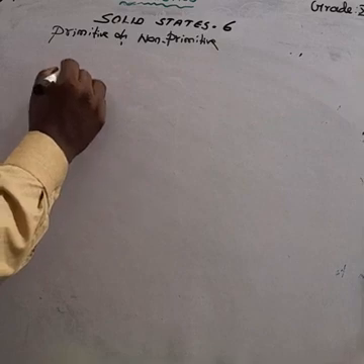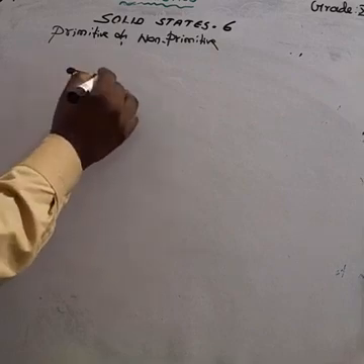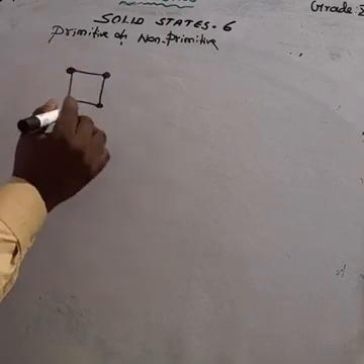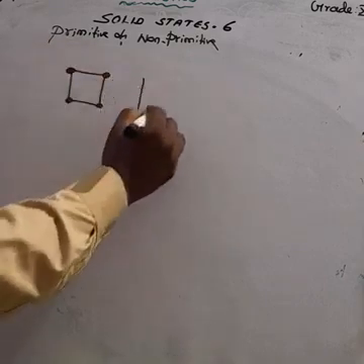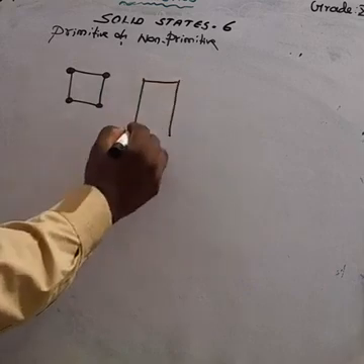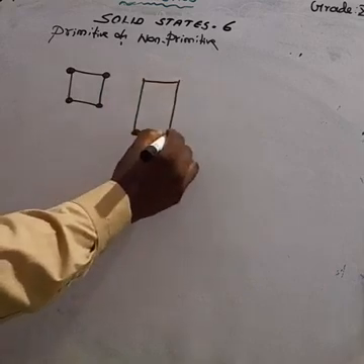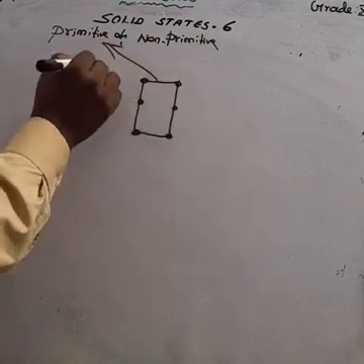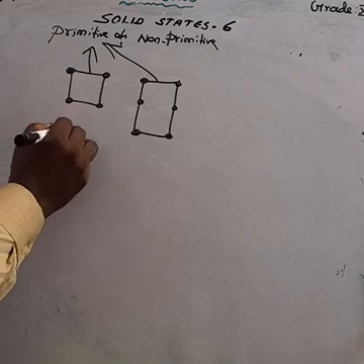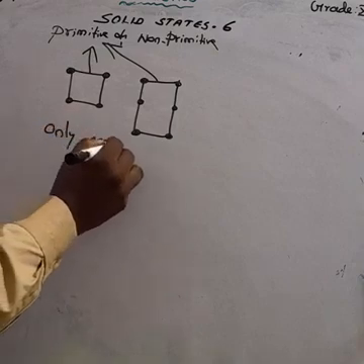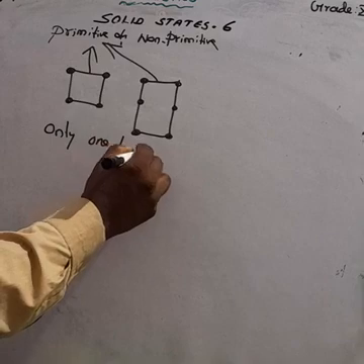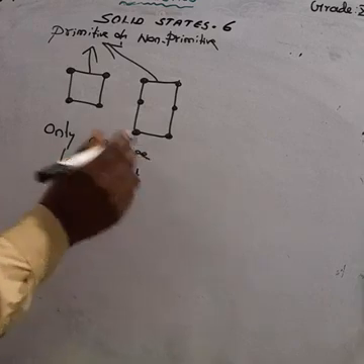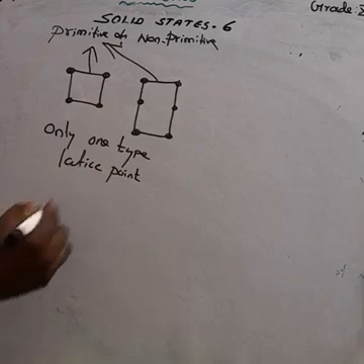Okay, for example, I am drawing one of them. An atom must be present at the corner. When atoms are present only at the corners, we can say this is a primitive unit cell. A unit cell containing only one type of lattice point is called a primitive unit cell.